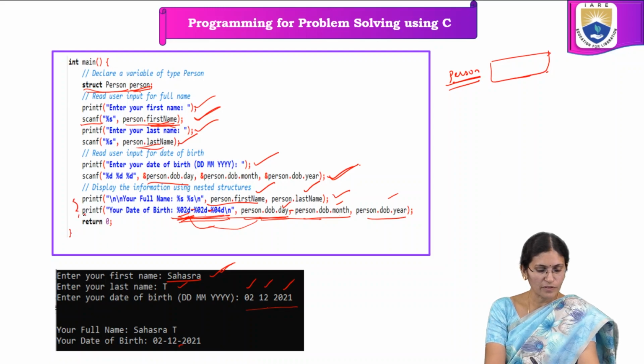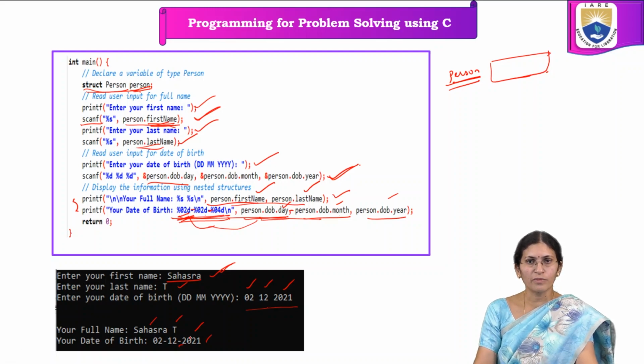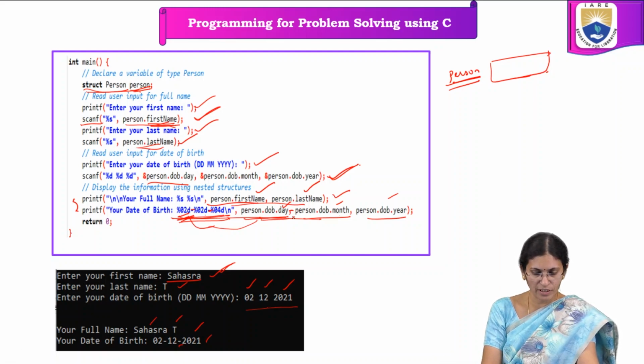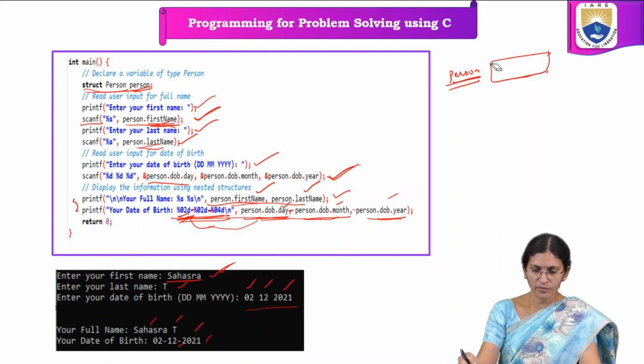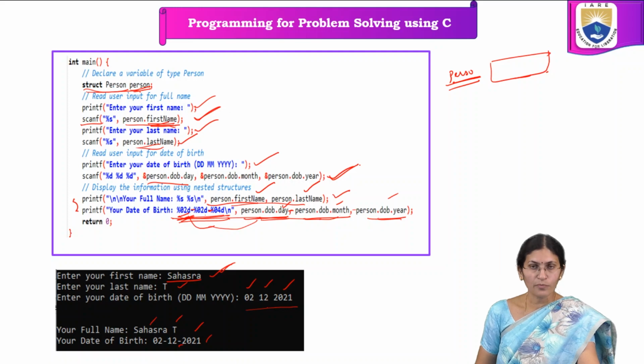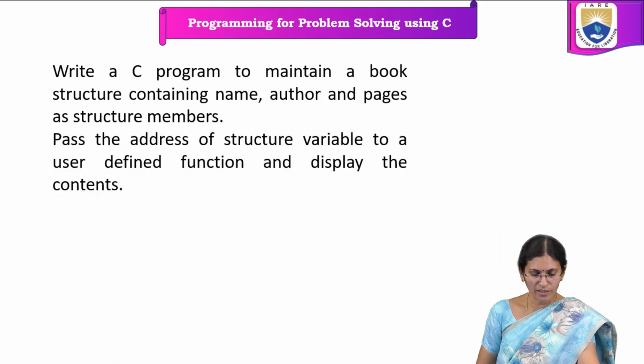With the help of these two printf statements, this is the output which is displayed on the screen. Your full name, first name including the last name, is printed in the first line, and in the next line the date of birth of the person is printed. Date of birth is printed in this way: day followed by hyphen, then month followed by hyphen, and then the last one is year. So in this way we can print the structure variables and the corresponding first name, last name and date of birth.